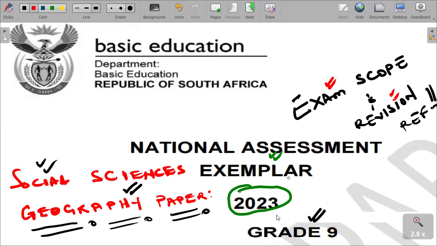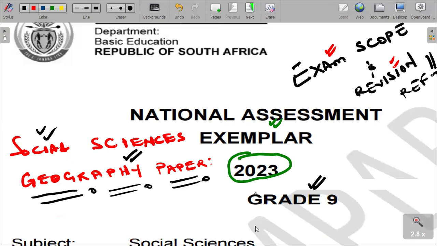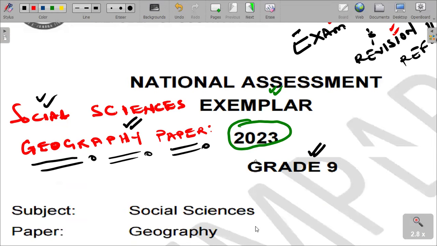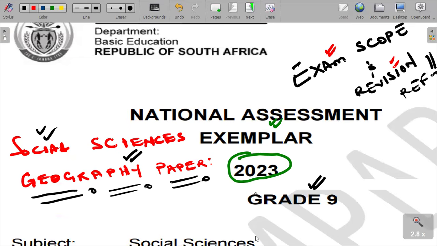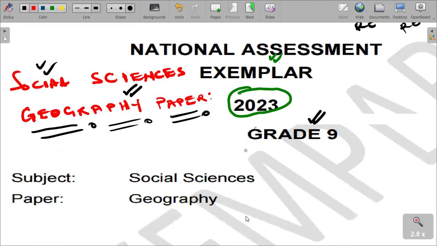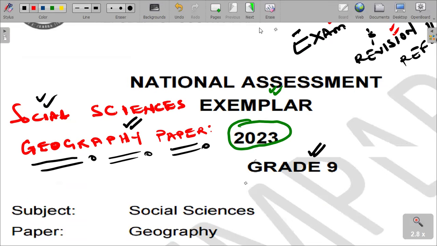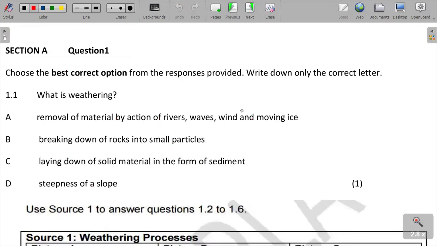We want to prepare for our end of year examinations without wasting any time. This is social sciences, grade 9 geography paper. I want you to know very well that every time you go to an exam, you always have to read instructions. Instructions are very important. So we are going to go straight into the paper right now, and ensure that we extensively dissect all the questions that are given in this question paper.